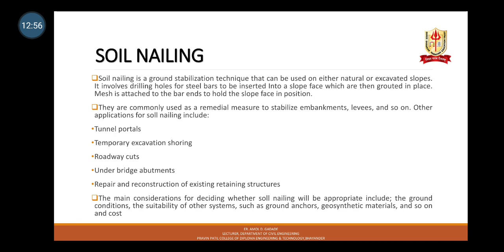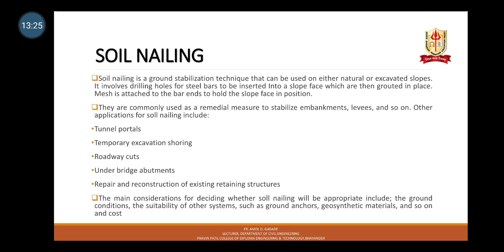The next modern technique is soil nailing. Soil nailing is a ground stabilization technique that can be used either on natural or excavated slopes. It involves drilling holes for steel bars to be inserted into the slope face, which are grouted in place. Mesh is attached to the bar ends to hold the slope face in position. They are commonly used as a remedial measure to stabilize embankments, levees and so on.